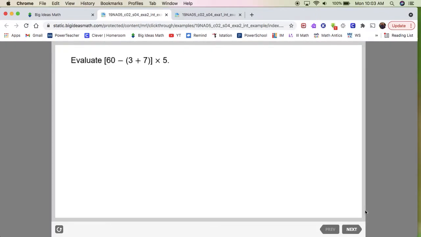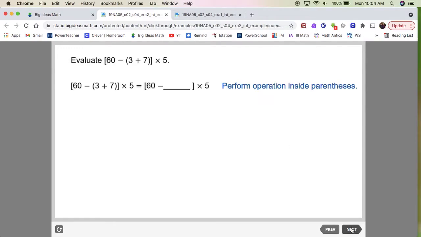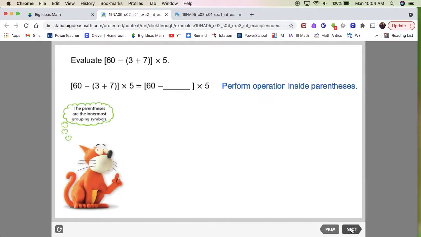Example number 2. Now this one has brackets and parentheses. And so remember, we start from the inside and we move out. So we have parentheses inside the brackets. So we're going to begin here with the 3 plus 7. So 3 plus 7 is 10. Now we've eliminated our parentheses. We've evaluated that. So now we're left with 60 minus 10 times 5.